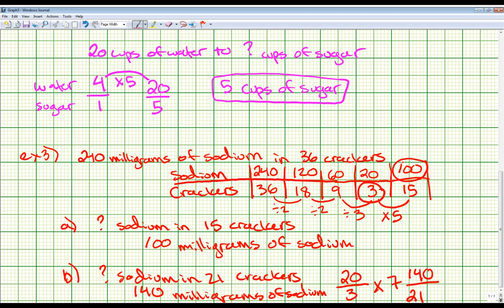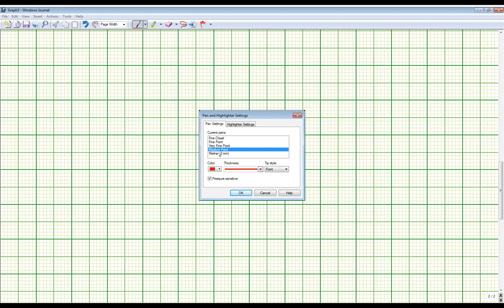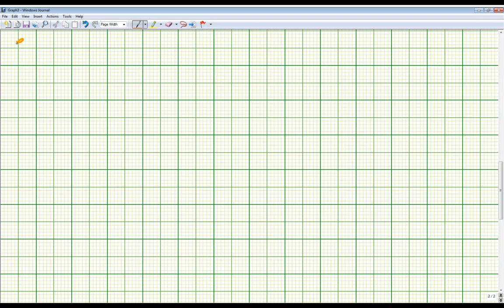So this is how you use a ratio table to find numbers like 15 and 21 that aren't exactly what information they give you. And we've got one more quick example here. So let's go ahead and switch colors one last time, and we'll talk about example 4.